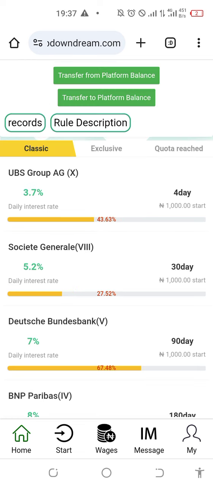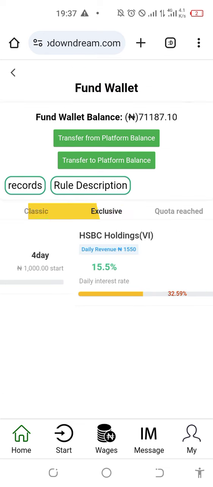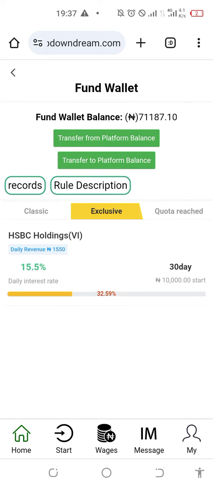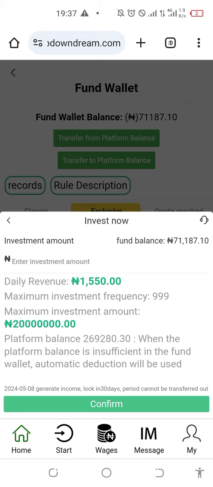So basically, I want to quickly do exclusive, right? I'm interested in exclusive. Exclusive here, HSBC, is saying 15.5%. Wow, I'm interested in that, of course. So I want to quickly do 20,000. The minimum here is 10,000. So I want to quickly do 20,000 for 30 days.